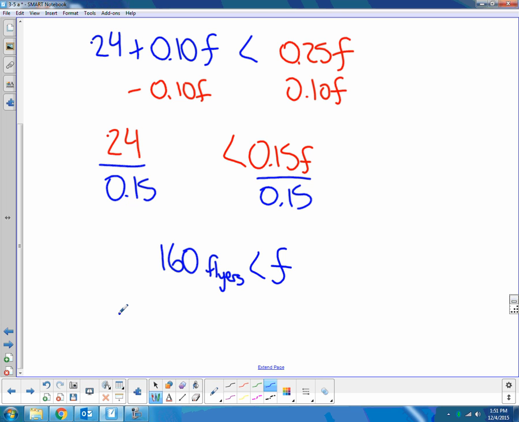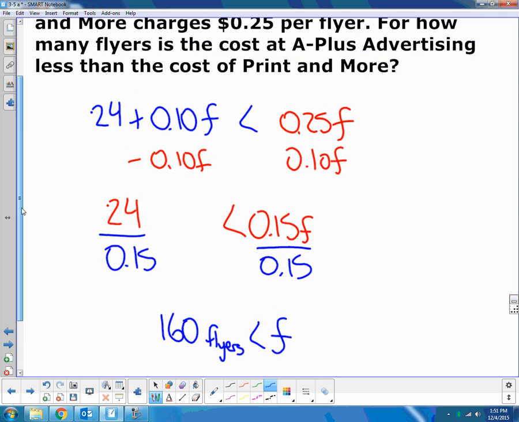A+ will be cheaper. For how many flyers is the cost of A+ advertising less than the cost of Print and More? If the number of flyers is greater than 160, if 160 flyers is less than F, then I'm going to have cheaper for A+ advertising. So F would have to be greater than 160 flyers. And that's how we answer those questions. So we're looking at the two different ones, applying that greater than or less than symbol there. So it isn't just one answer. It isn't that if they did 161 flyers, it would be a better deal. Anything more than 160. Okay.